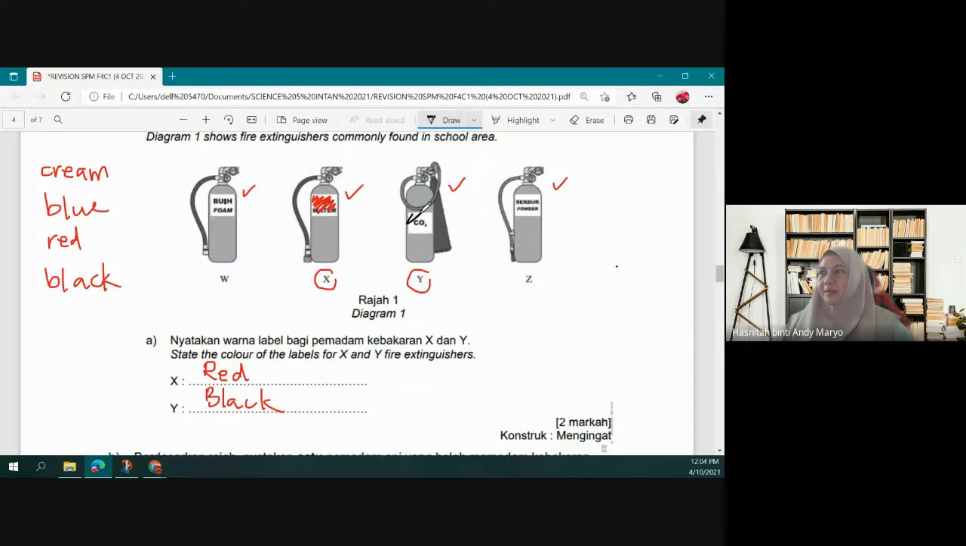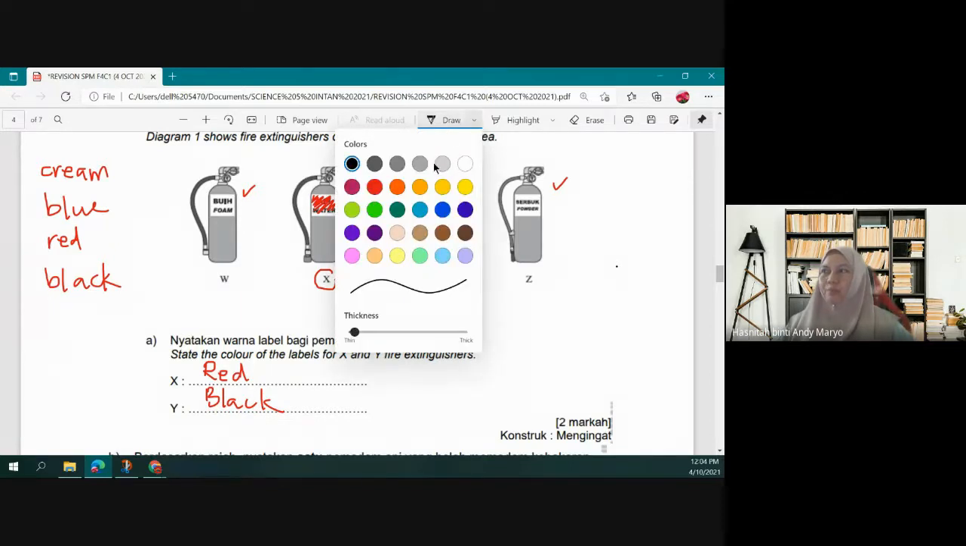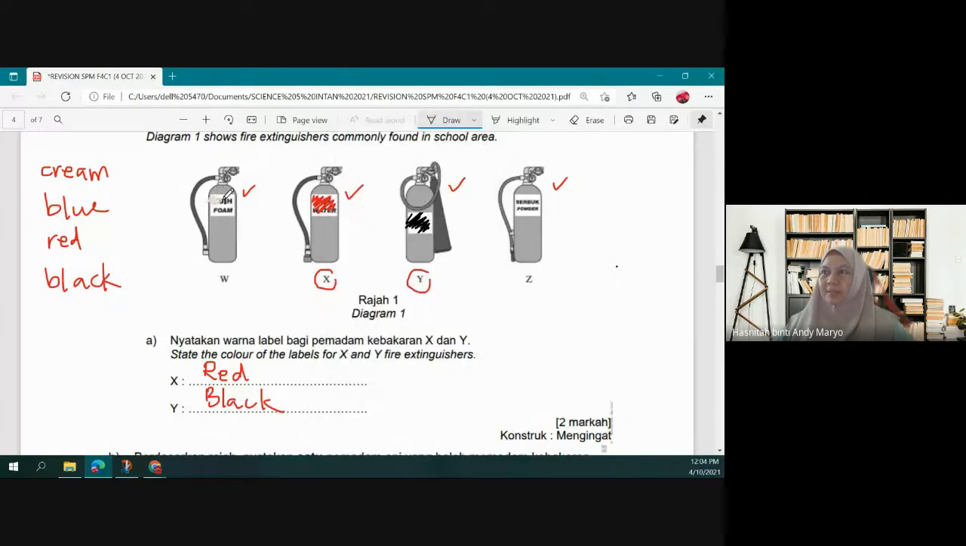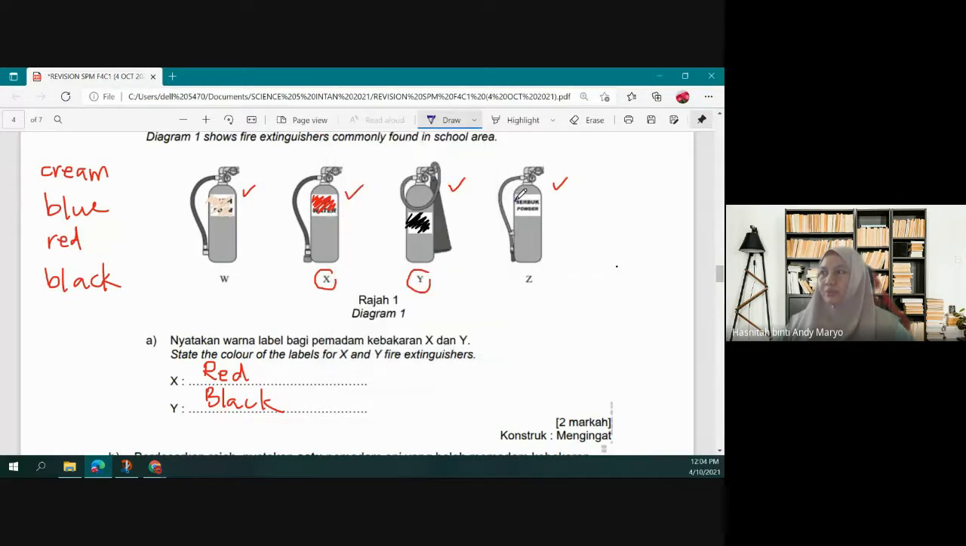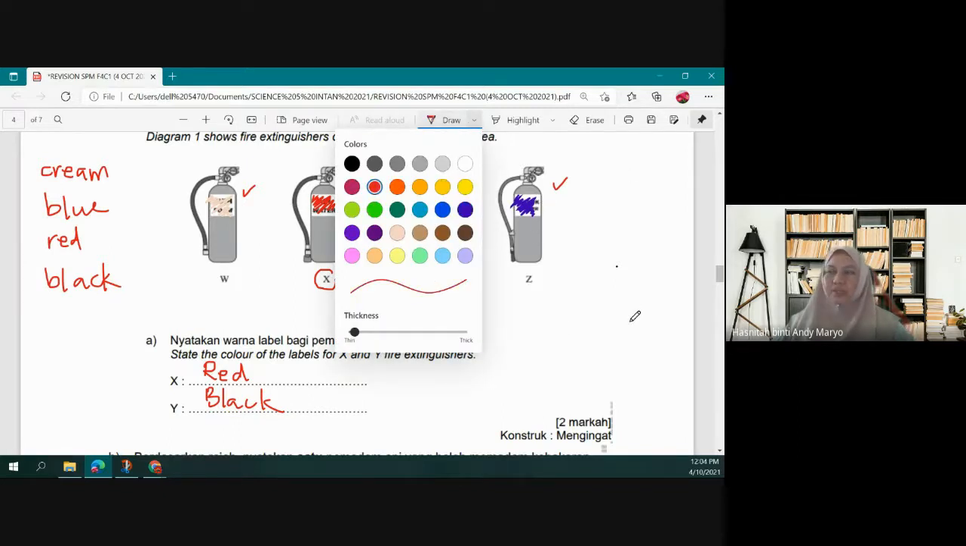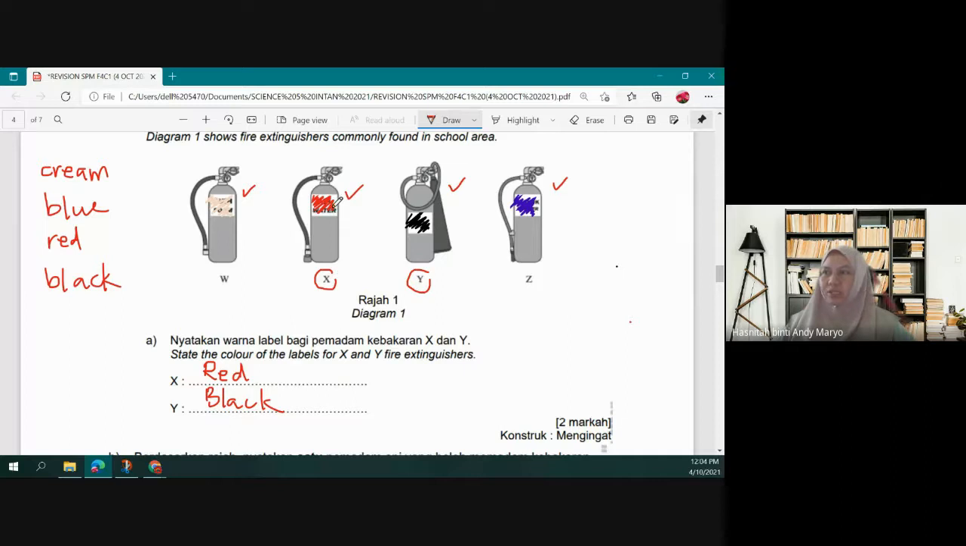So the wording should be in white somehow. Tulisan dia warna putih lah. Okay, label is black. And then how about foam? What do you think the color label for foam? For foam, the label is green. Okay. And then for the ABC or powder, the label is blue. Okay, you remember? Remember this is the color of the label for each. Red for X, which is water, and then black for Y, which is carbon dioxide. Okay, very good, Junjie.